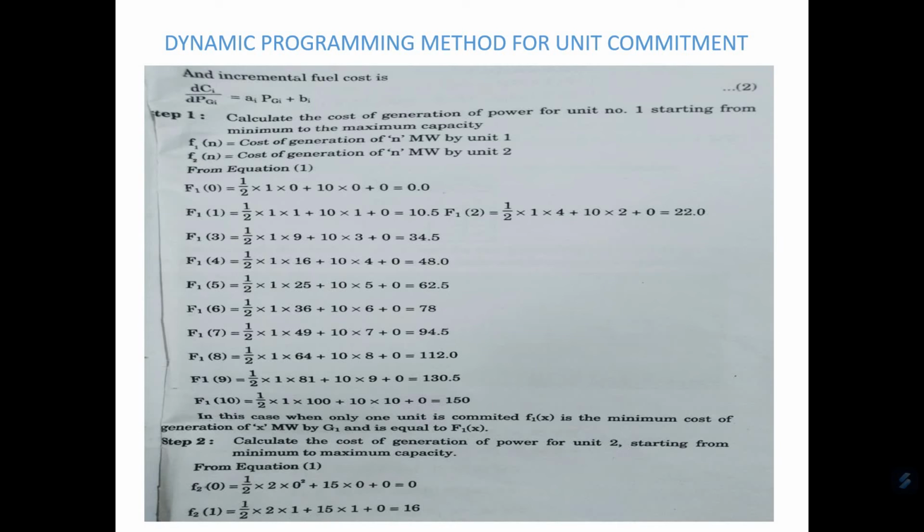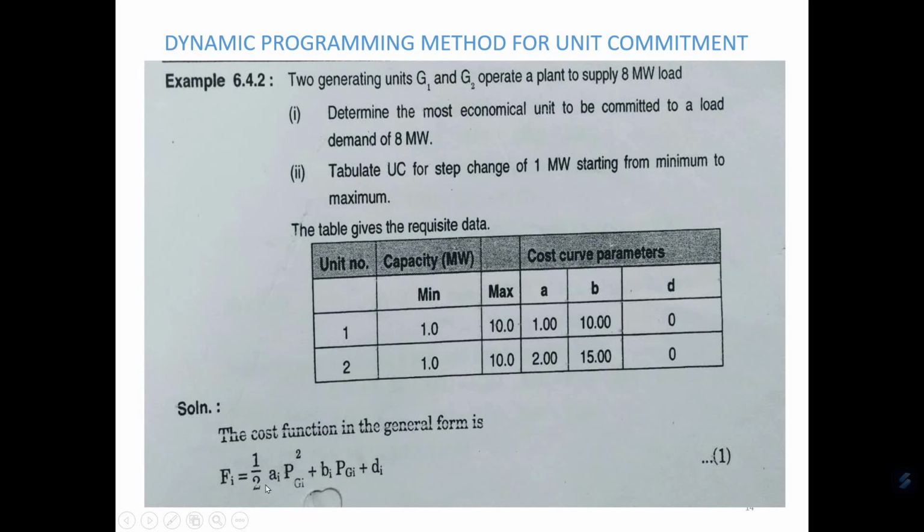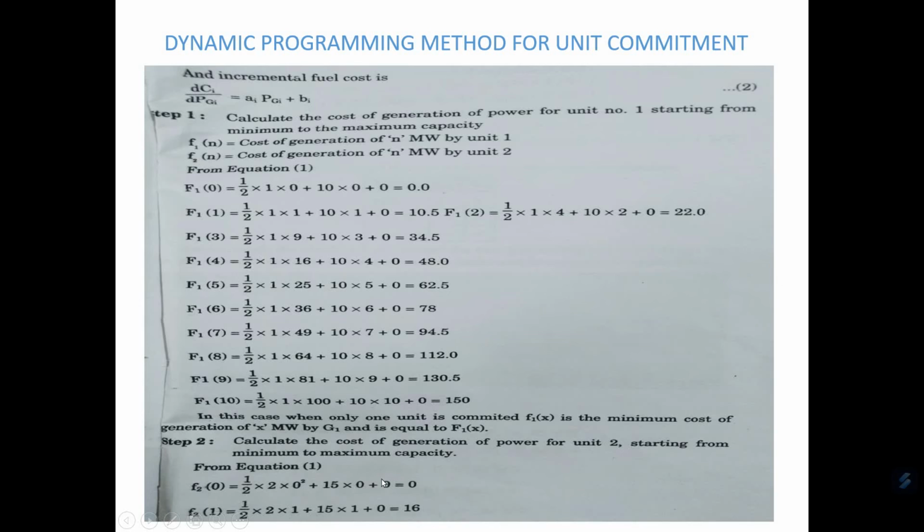Now in this case, when only one unit is committed, F1 of x is the minimum cost of generating x megawatt by G1 and is equal to F1 of x. Now suppose we have to calculate the cost of generating power for unit number 2, starting from minimum to maximum capacity. In this case, F2 of 0 is equal to, here consider i is equal to 2. So F2 is equal to 1 half A2 PG2 square plus B2 PG2 plus D2. A2, B2 and D2 you can refer here. So F2 of 0 is 0.